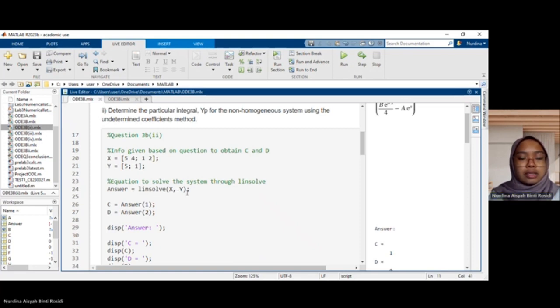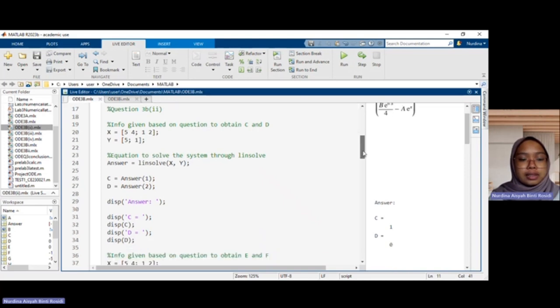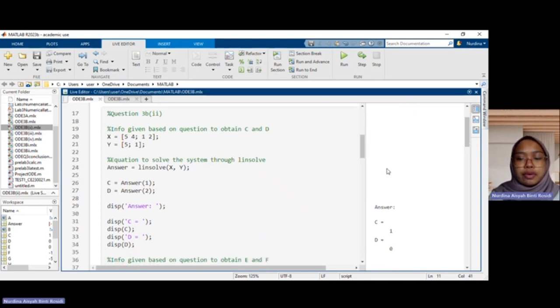This is the coding we need to use to calculate the answer we need to find. Because it is in a linear form, I use linsolve. So C equals answer 1, D equals answer 2. Next, it will display the answer. Then when we run the software, C equals 1, D equals 0.